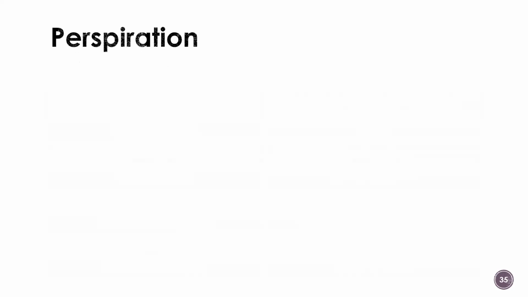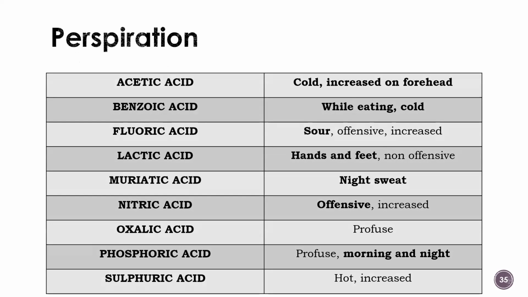So coming to perspiration, again, all of them perspire a lot. Okay. So acetic acid is cold, increased on the forehead. You can think of remedies like veratrum album. Okay, veratrum album, camphor, all these are there for that. Benzoic acid has it while eating, and it's cold perspiration. Fluoric acid is sour, offensive and increased. Lactic has hands and feet, non-offensive. Muriatic has night sweat. Nitric has offensive and increased. Oxalic is profuse. Phosphoric is profuse morning and night. Sulfuric is hot and increased.